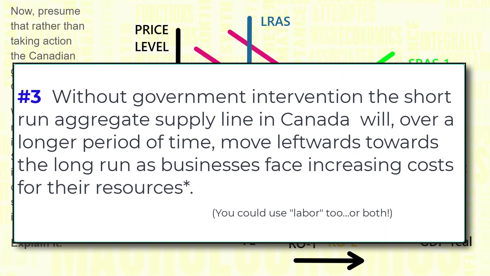Without government intervention, the short-run aggregate supply line in Canada will, over a longer period of time, move leftwards towards the long run as businesses face increasing costs for their resources and/or labor.